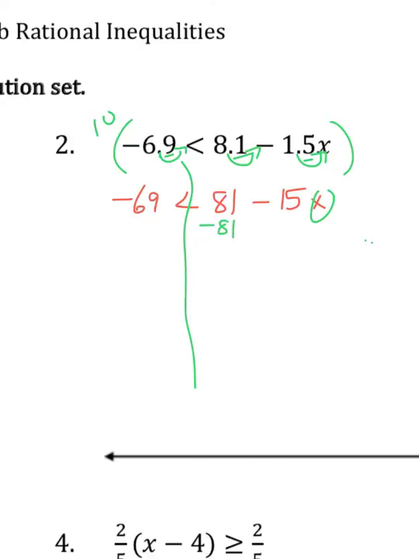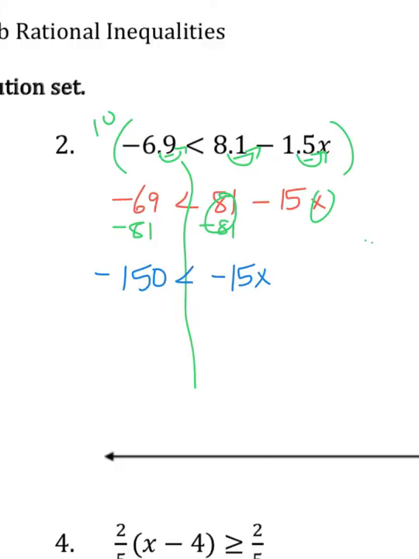So there's my inequality. I'm going to start on this side. Subtract 81, this would turn into 0. And 69 plus 81, I'm going to actually add those values together because they're both negative, but it's going to remain negative. So this would be a negative 150. There's my inequality symbol. And my negative 15x.